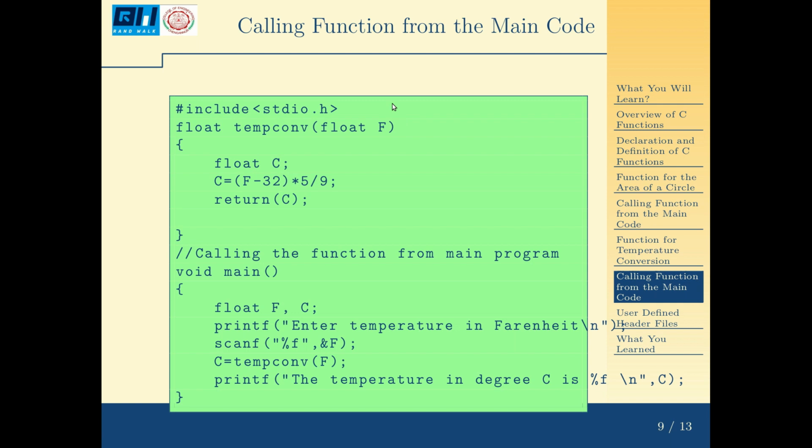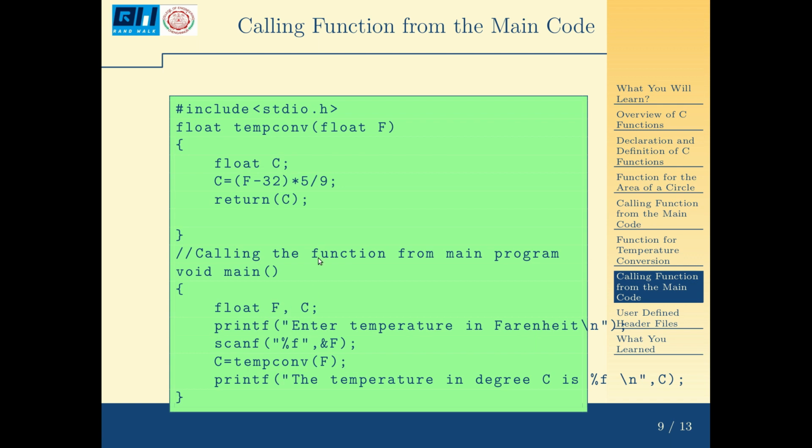Now how do I call this function from the main code? I write the main code as #include <stdio.h>. Then I write this function here, float temp conv. Then I write a main program that will call this function temp conv. I write a main function as void main, then within braces I say float f, c, meaning a Fahrenheit value and a Celsius value. The user has to enter the temperature in Fahrenheit, so I give a prompt, printf enter temperature in Fahrenheit. Then scanf the value that is keyed in, read as a floating value and stored in the memory location f. Then this f is passed on to this function, so c is equal to temp conv f.